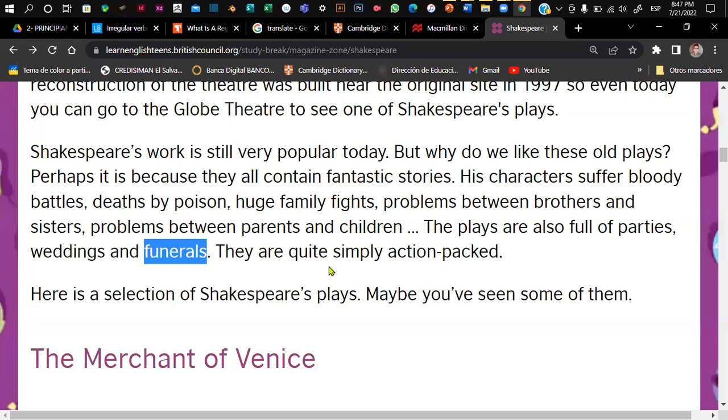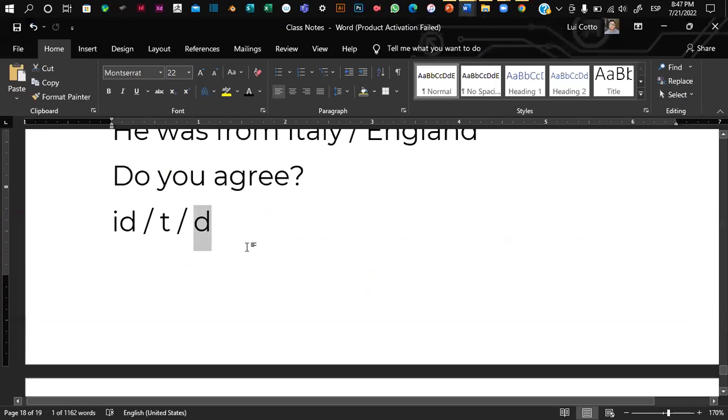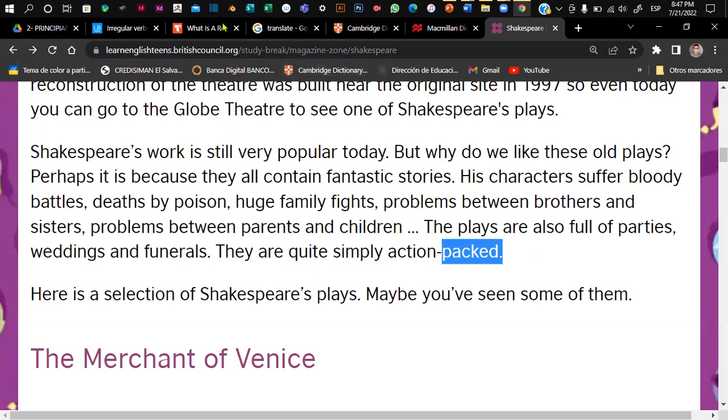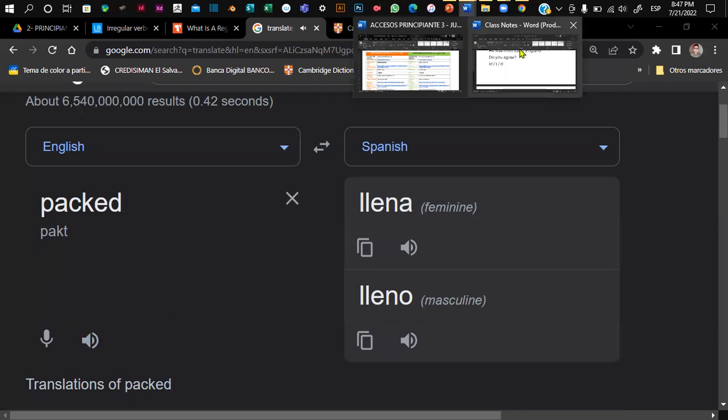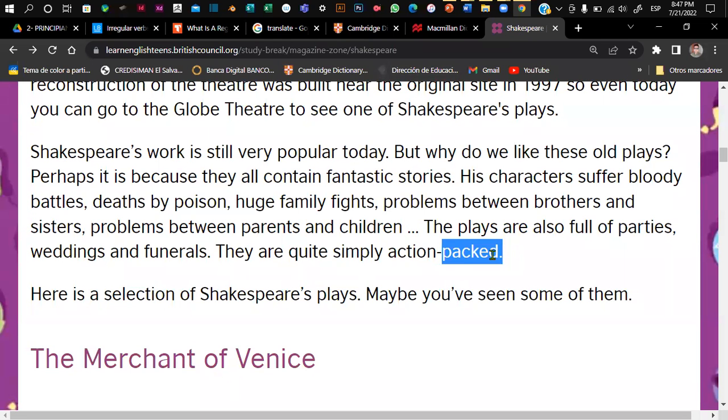Funerals. Repeat funerals. Okay. They are quiet. Simple action packed. No, you said packet, but it's not packet. What is the pronunciation of that word? Is it D or T? It's T. Okay, let's confirm. Packed. Packed is with T, letter T. Packed.